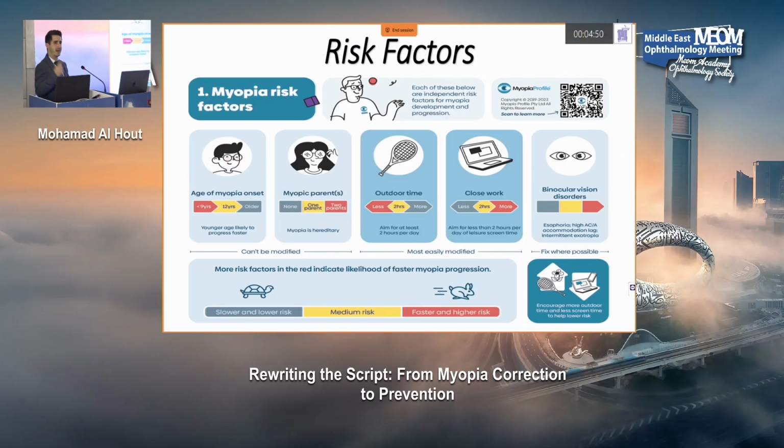Having one parent who is myopic will increase the risk of having myopia by threefold. Now we are into the modifiable risk factors. Outdoor time is very crucial for myopia management. So outdoor time, close work, and very important as well to mention, the binocular vision status when we treat and when we manage myopia.